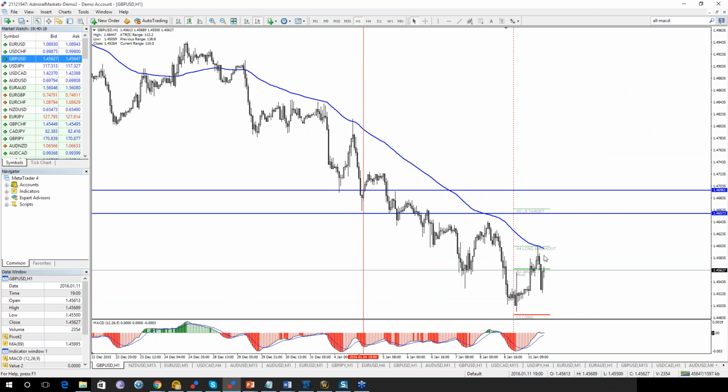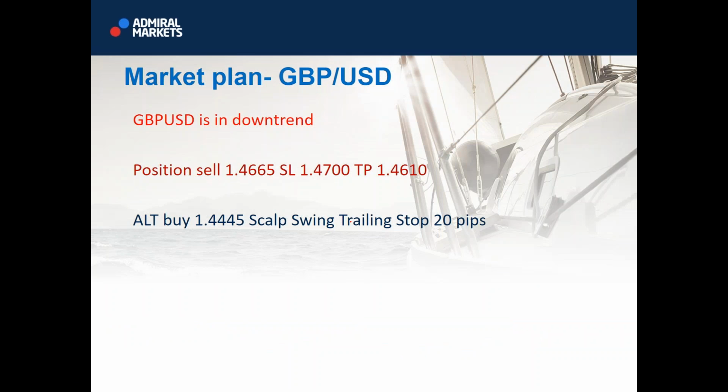We don't want to sell now. We want to sell even higher from this spot because it already rejected, guys. We don't trade second touch if I don't say so. So pay attention. 46.65 sell position, 47.00 stop loss, 46.10 your target.